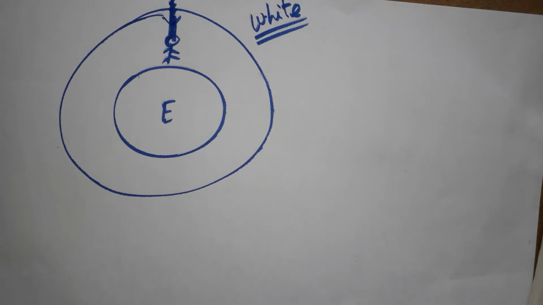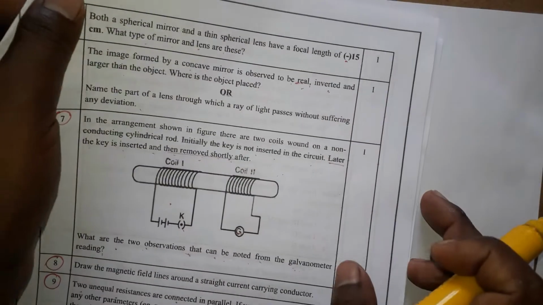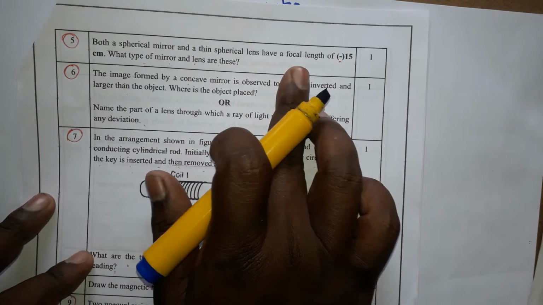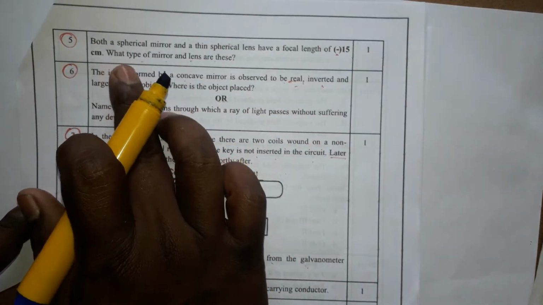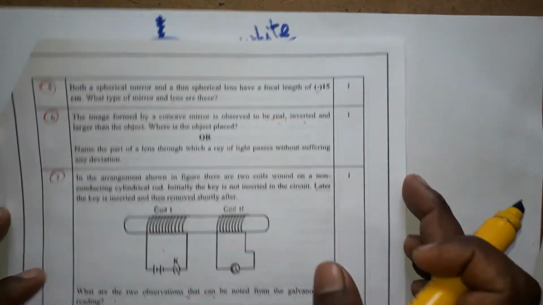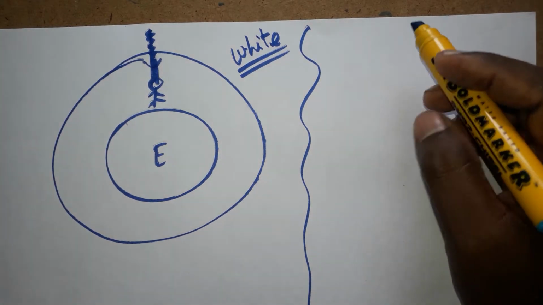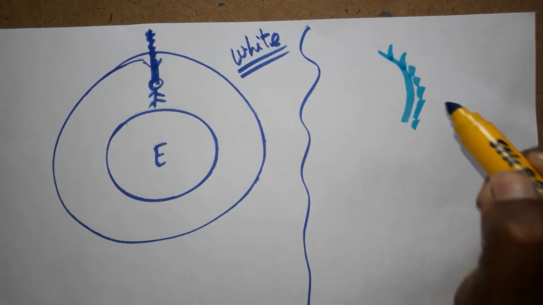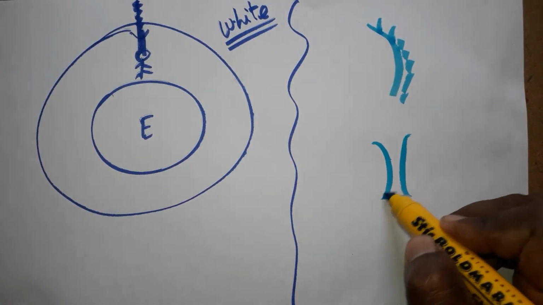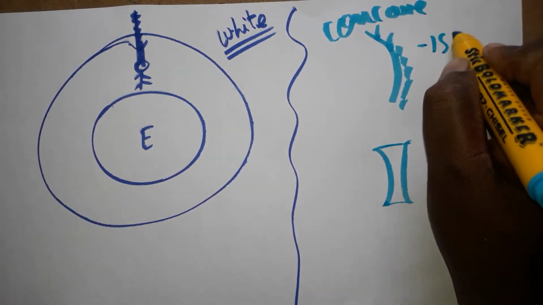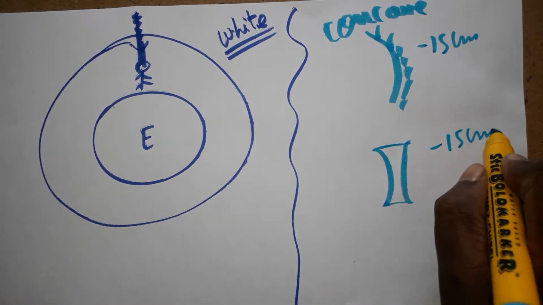The next question, the fifth question, is about the lens. Both the spherical mirror and the thin convex lens have a focal length of minus 15 centimeters. What type of mirror and what type of lens is it? When the focal length is given as negative, the lens is concave and the mirror is also concave. Only concave has a focal length of minus 15 centimeters. So both are concave.